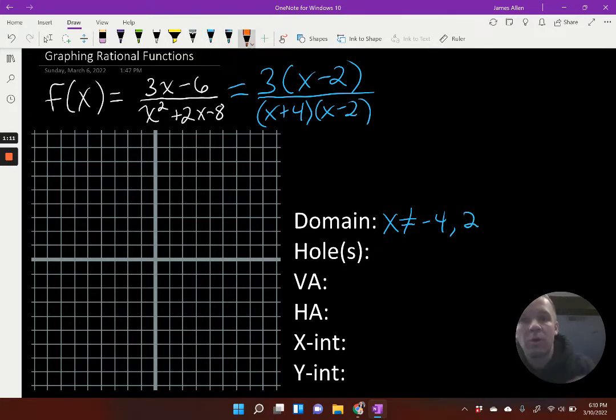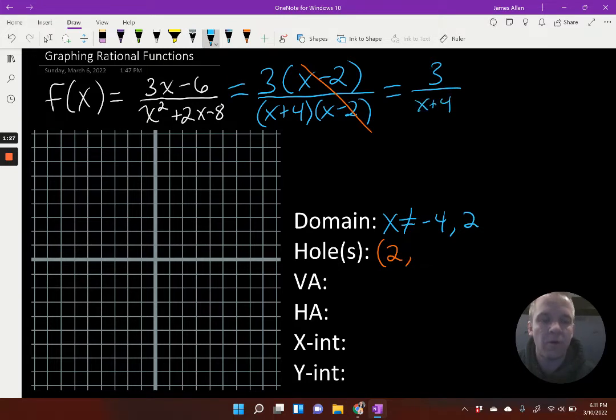Next, we have our holes. Well, our holes are going to be what cancels. So if this cancels here, then that means I have an x value of 2 for that hole. But how do I find my y value? Well, let's rewrite our function now in the most simplified form that we can, 3 over x plus 4. Now that we've canceled out those x minus 2's, we're left with 3 divided by x plus 4. So if I have an x coordinate, how do I find my y coordinate? Well, I can take that 2 and plug it in, so 3 over 2 plus 4. That's going to be 3 divided by 6, which gives me 1/2. So my y coordinate will be 1/2 for the hole.